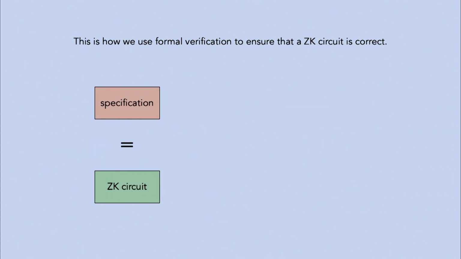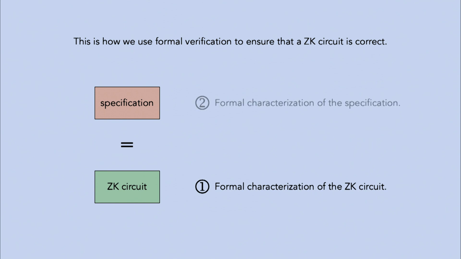So we do this: we formally characterize the circuit, mathematically. We formally characterize the specification, and we formally prove their equivalence. Formal proof is different from a zero-knowledge proof. They are at different levels. There's no prover and verifier. There's just a circuit and a specification and a theorem about it. So that's what the formal proof is. It's about a zero-knowledge proof, but it's not a zero-knowledge proof.